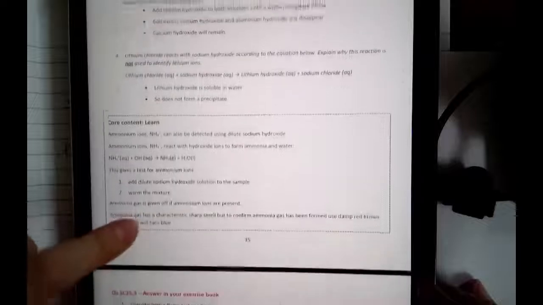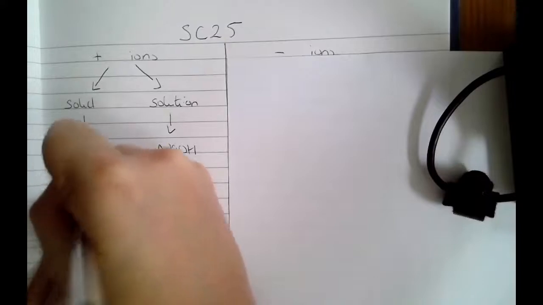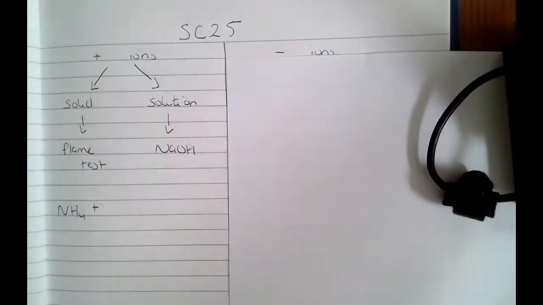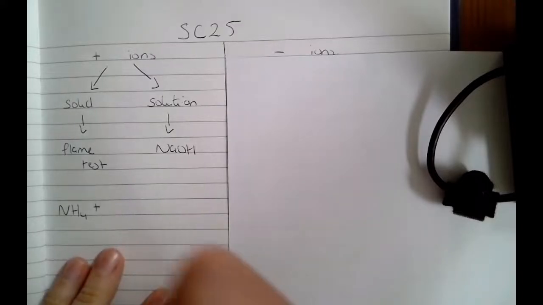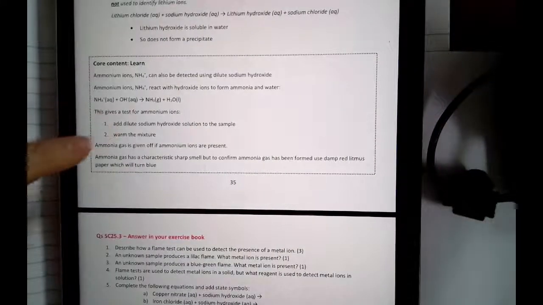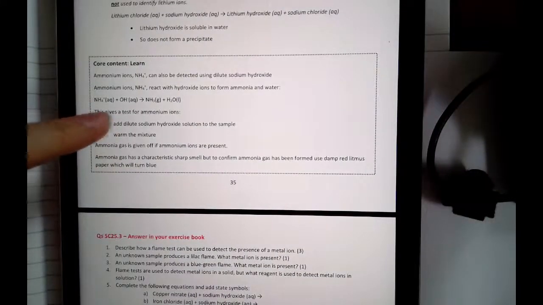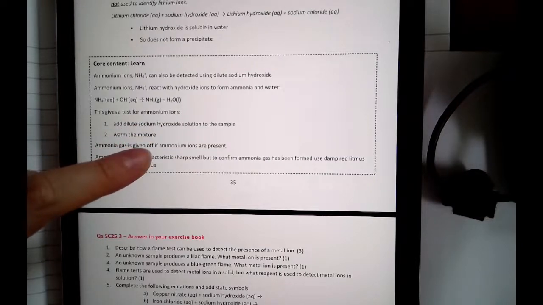And the other positive ion that you can be asked about is ammonium. So all of the rest of the tests were about identifying metals. With the ammonium ion, NH4+, even though it's not a metal, it is a positively charged ion. I'm not going to write it all out again, but to do the test for the ammonium ion, this is what you'll do. You'll add sodium hydroxide, you warm up the mixture, and then ammonia gas is given off.